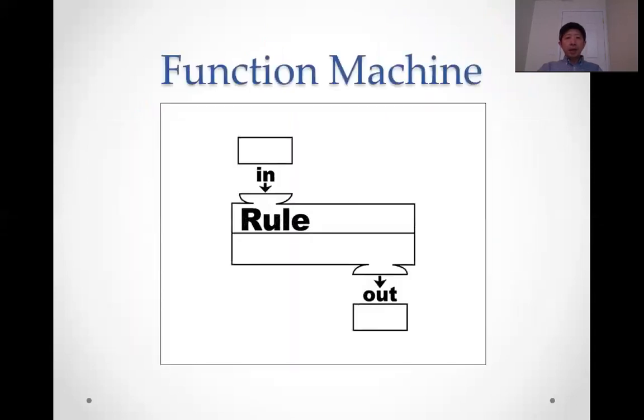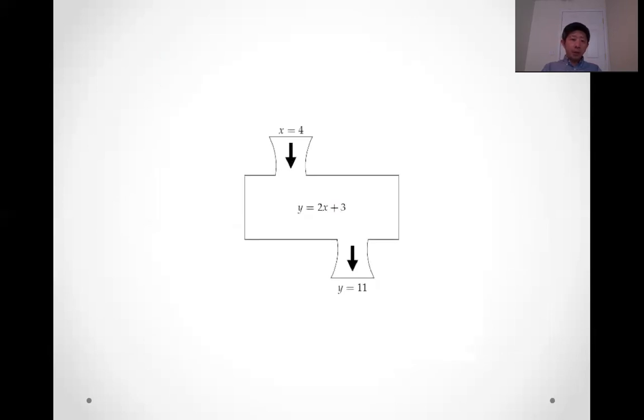Now next, we move on to the function machine. A function machine is a machine like this, where you have an input and an output, and you give a rule for the student. So here is an example for the function machine. We have the input as 4.